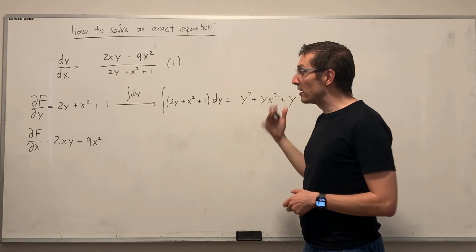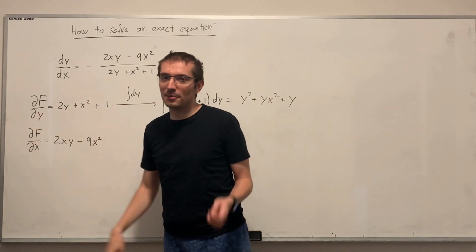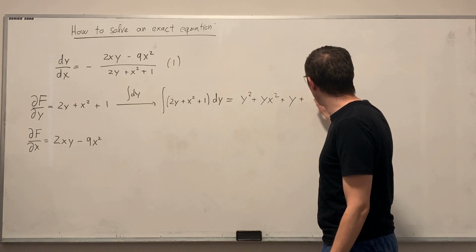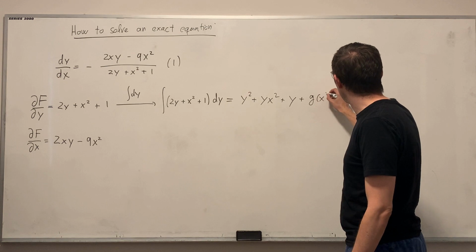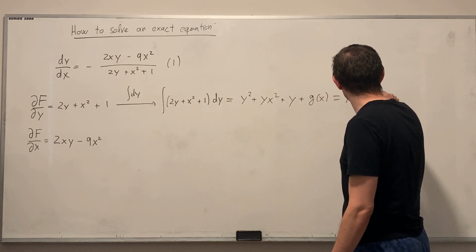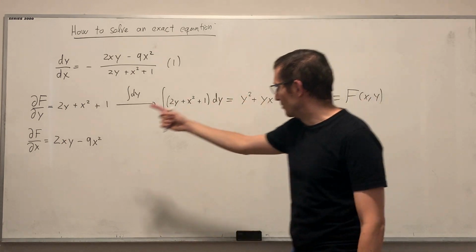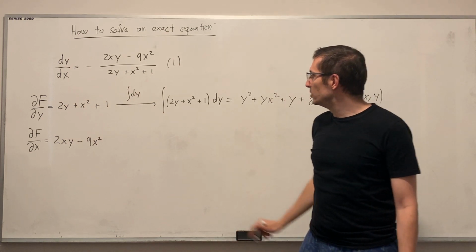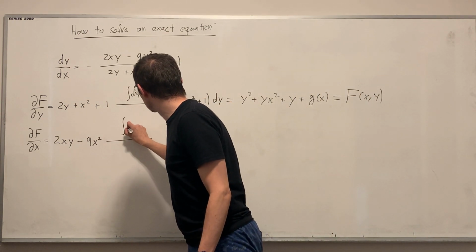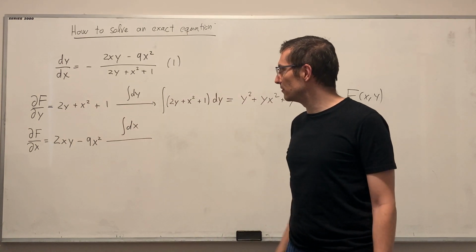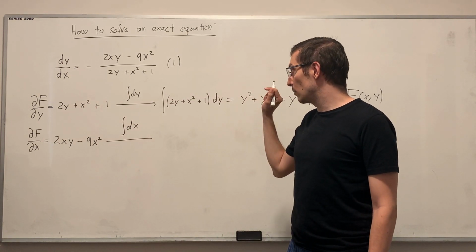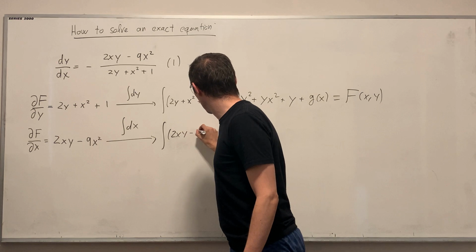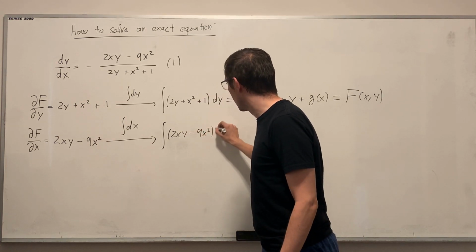But of course, we know that the partial derivative with respect to y would have killed any terms that are only a function of x. So I need to add here a g of x, and that would be f of xy. Again, if I take the partial derivative with respect to y of this, I obtain this expression. Wonderful. We do the same with x. We integrate the partial derivative of f with respect to x, and then we get that this is the integral of 2xy minus 9x squared dx.